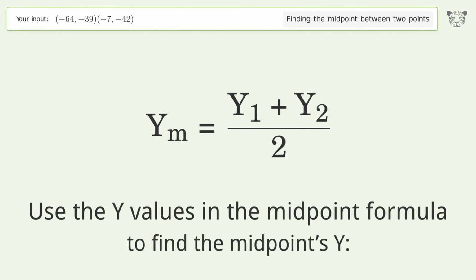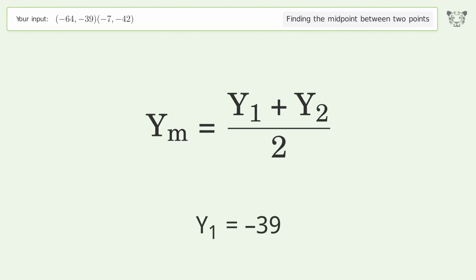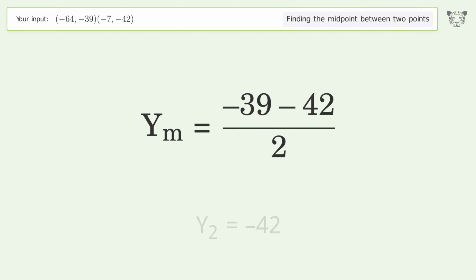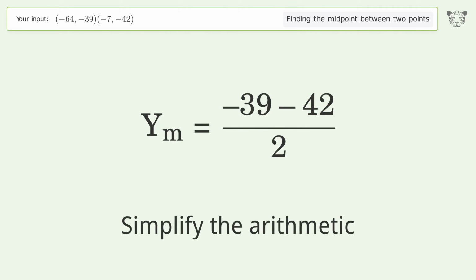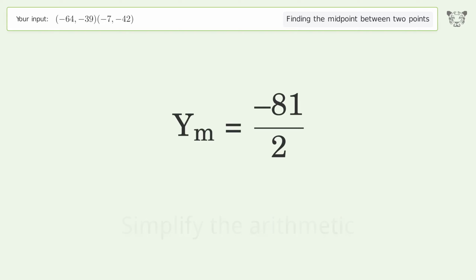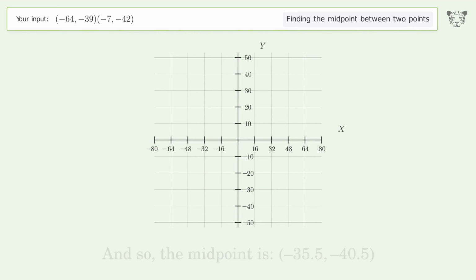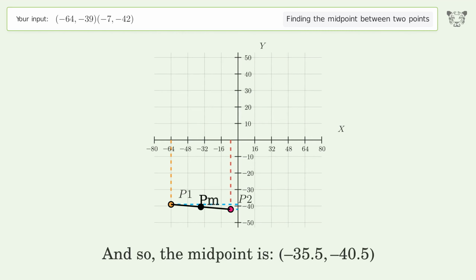Use the y values in the midpoint formula to find the midpoint's y. y1 equals -39. y2 equals -42. Simplify the arithmetic. And so, the midpoint is -35.5, -40.5.